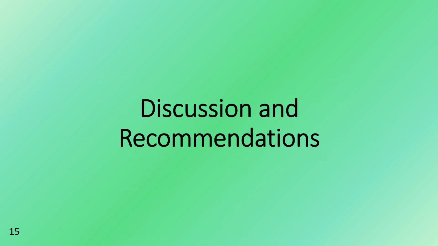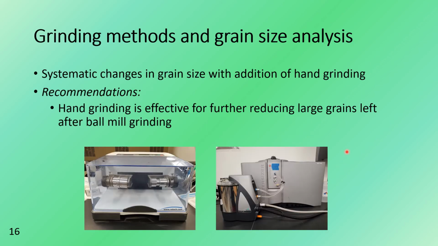And then getting into discussion and recommendations. So, as shown previously, there are systematic differences in the grain size after adding hand grinding to ball mill ground samples, but I believe that these differences are helpful because they're effective at further reducing large grains left after ball mill grinding, which, as shown previously, have an adverse effect on measurement.